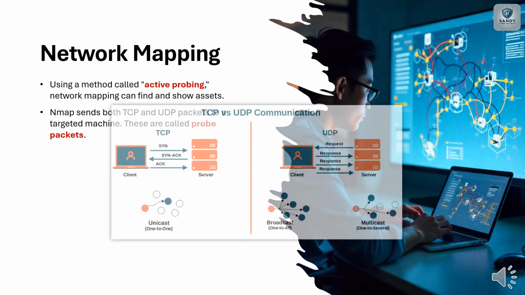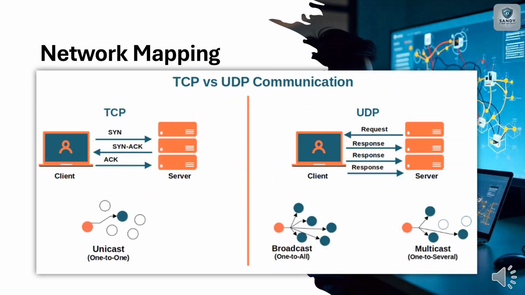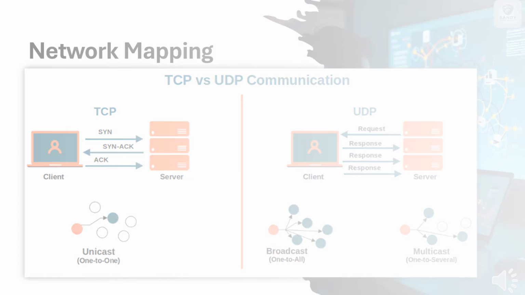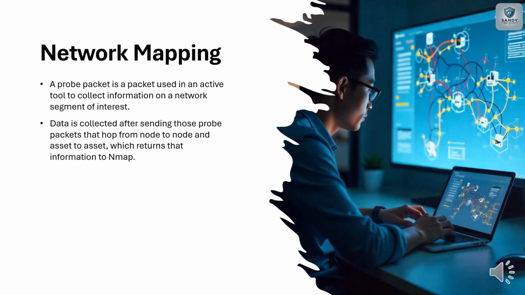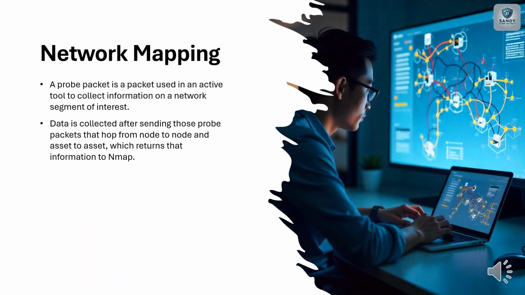Nmap sends both TCP and UDP packets to a targeted machine. These are called probe packets. A probe packet is a packet utilized in an active tool to gather data on an interest network segment. And data is gathered, returning that information to Nmap after sending those probe packets hopping from node to node and asset to asset.